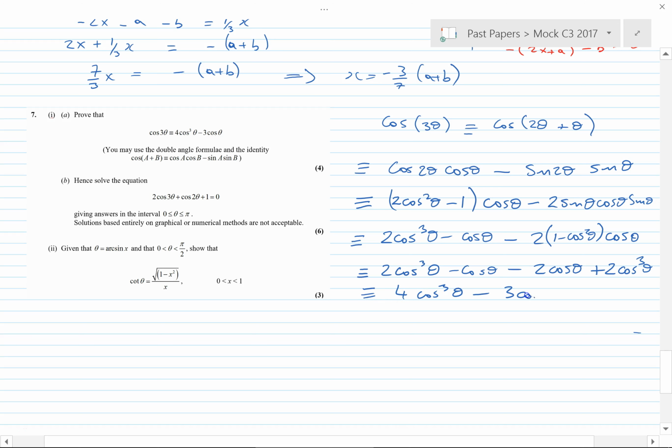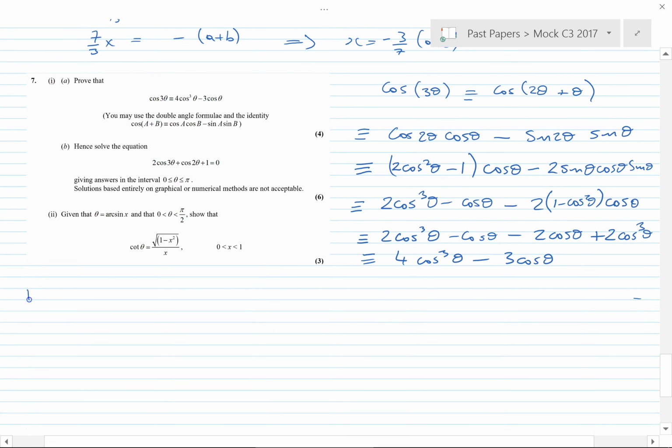Okay, done. I say standard bookwork, absolutely no excuse for not knowing how to do that. Okay, part B. We've got a trig equation here, and it says "hence", so we haven't even got a choice here, but how else we'd want to do it, I don't know.